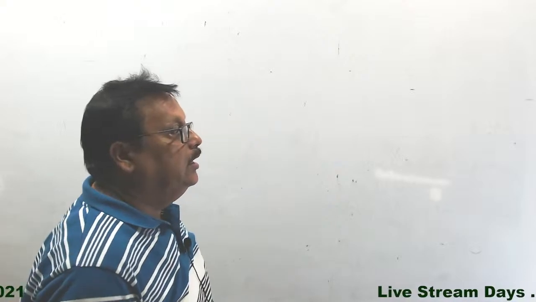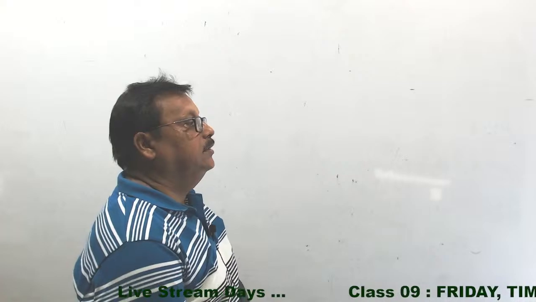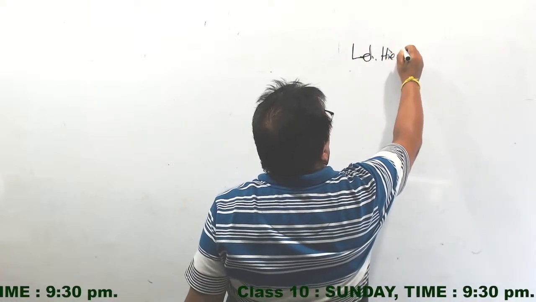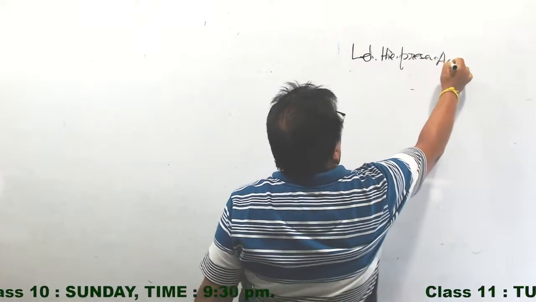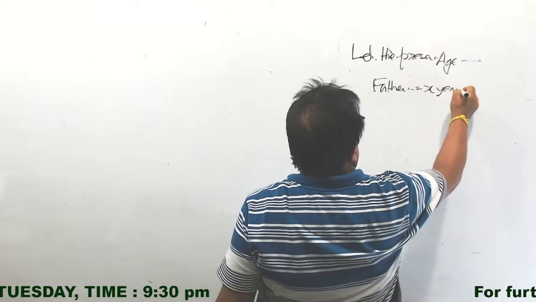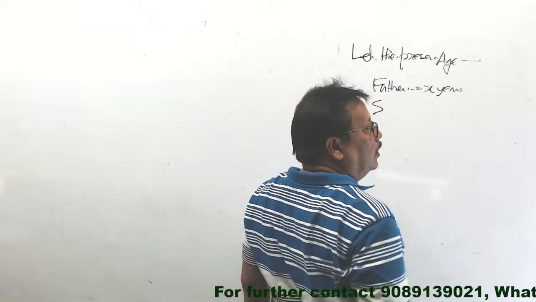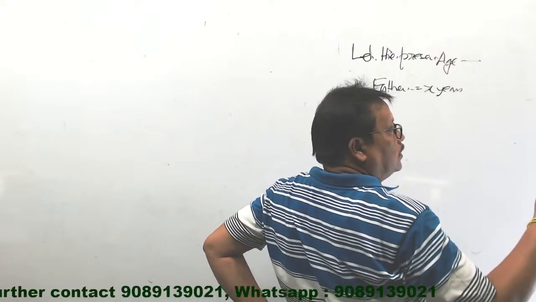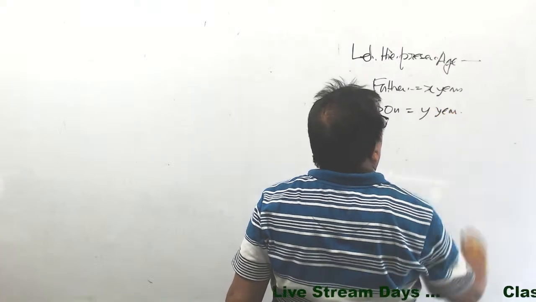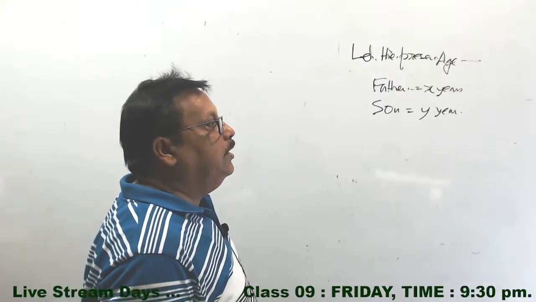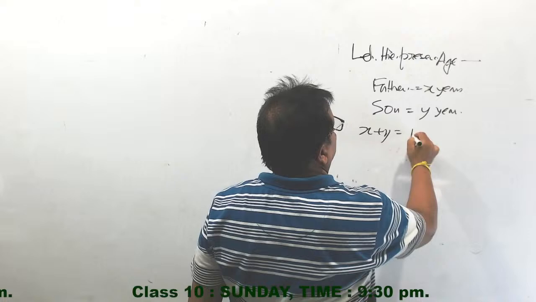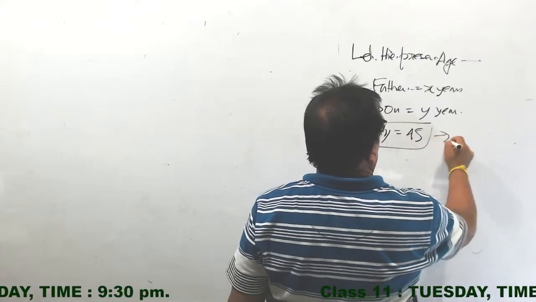The sum of the ages of father and his son is 45 years. Let the present age of the father be x years and the son be y years. The sum of the ages of father and his son is x plus y is equal to 45. This is the first condition.